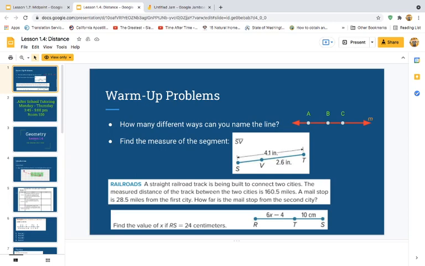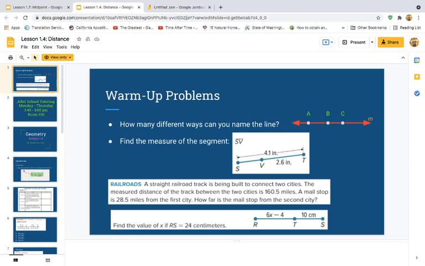Okay, down here we have a word problem. So hint, hint, what does that mean? That means we probably want to end up drawing a picture, but let's go ahead and read it real quick. So a straight railroad track is being built to connect two cities. The measured distance of the track between the two cities is 160.5 miles. A mail stop is 28.5 miles from the first city. How far is the mail stop from the second city?